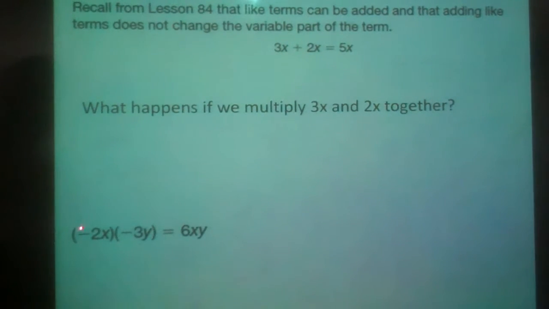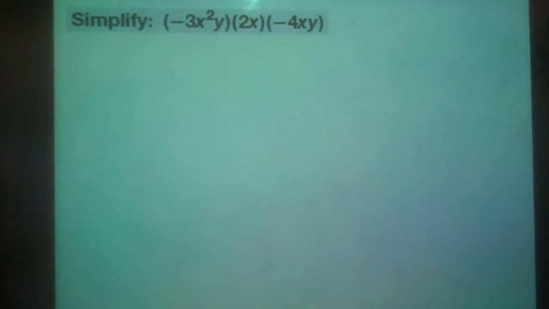Here's a quick one down here I wanted to point out, because if you multiply two negatives, you get a positive. So, bringing back some rules here, and then you get x times y. Can't combine these because they're different bases. Alright? So here's something, this is kind of what the homework looks like tonight.